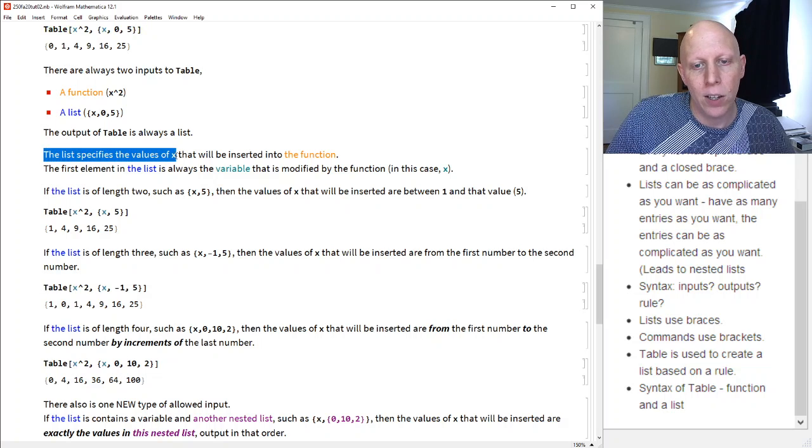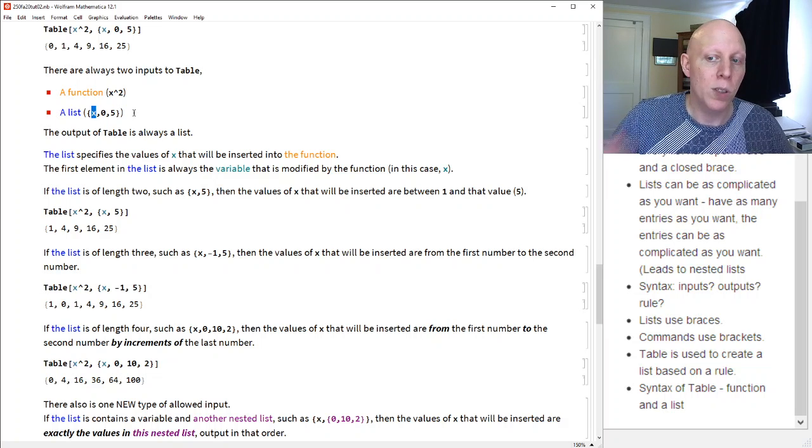The list tells you which values of x will be inserted into the function. In this second list, the input list, the first element of this list, in this case x, is always the variable that you modify by the function. So up here we had Table of x squared. This x is telling us that that's what's going to be modified in this function.